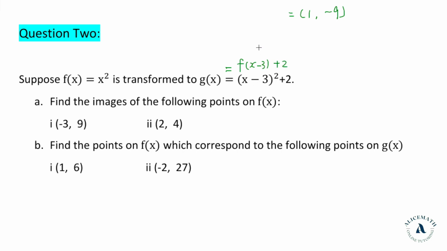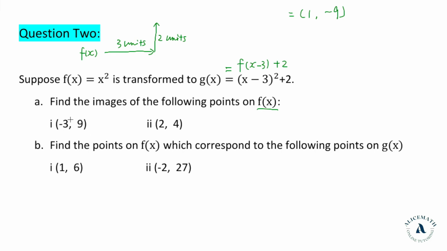Okay, so according to the function, we will find that the transformation with x minus 3 means move to the right side. So f(x) moves to the right side by 3 units. And plus 2 means go up. Move upwards by 2 units.